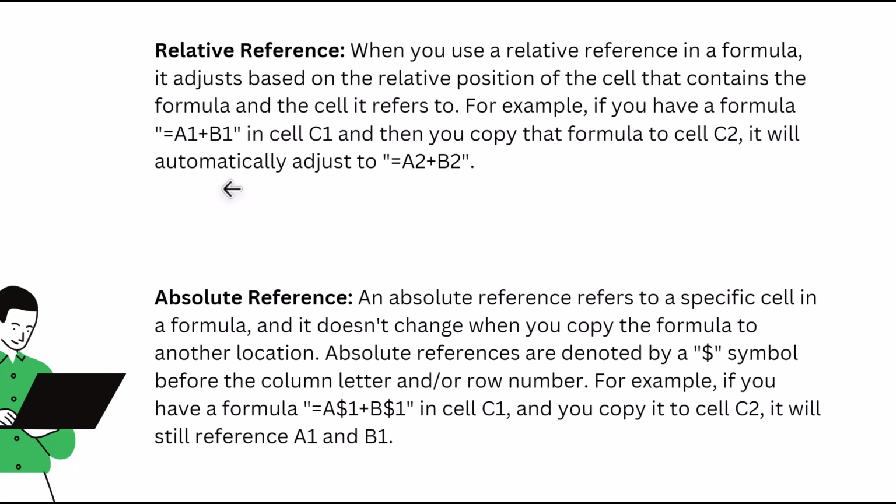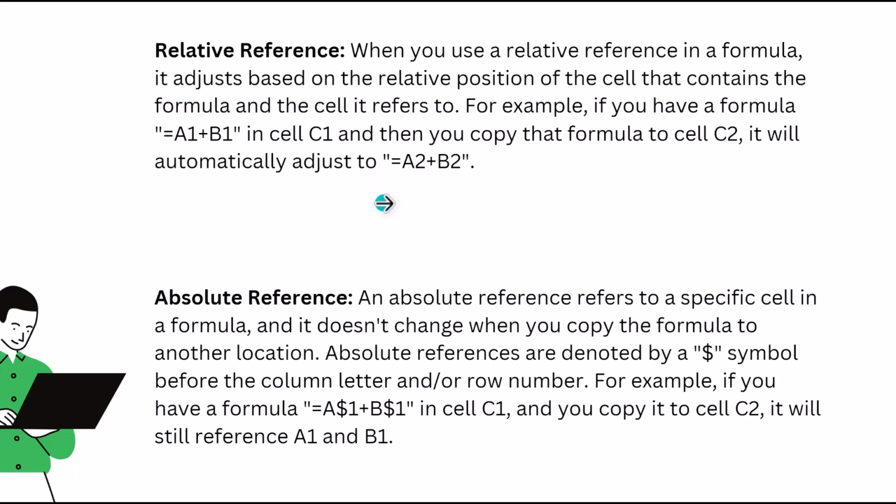Let's say that we copy that formula to cell C2. That's the same column, but a different row, from row 1 to row 2. So it will automatically adjust to A2 plus B2. This is going to be the formula once it moves to the next cell. Please don't be confused. We are going to be looking at these things in real life.